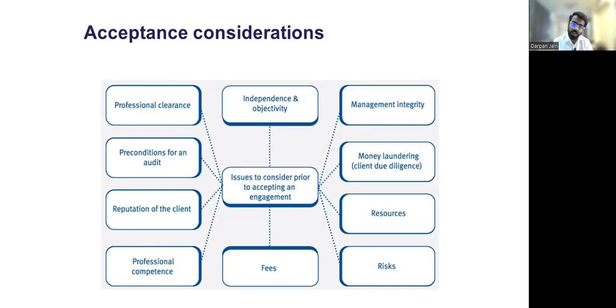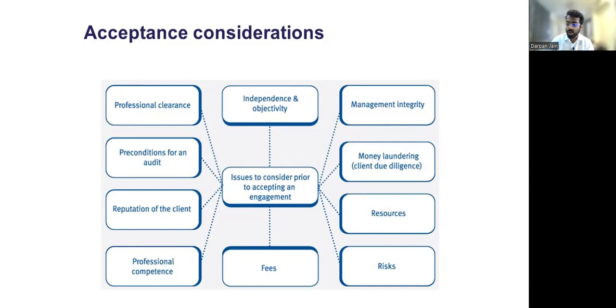You've gotten an offer from ABC Private Limited to do their audit, but just don't accept their audit without seeing anything. You have to consider a lot of issues before accepting an engagement. For example, one of the issues that you already know is what? See whether there is any threat to your independence and objectivity, right?